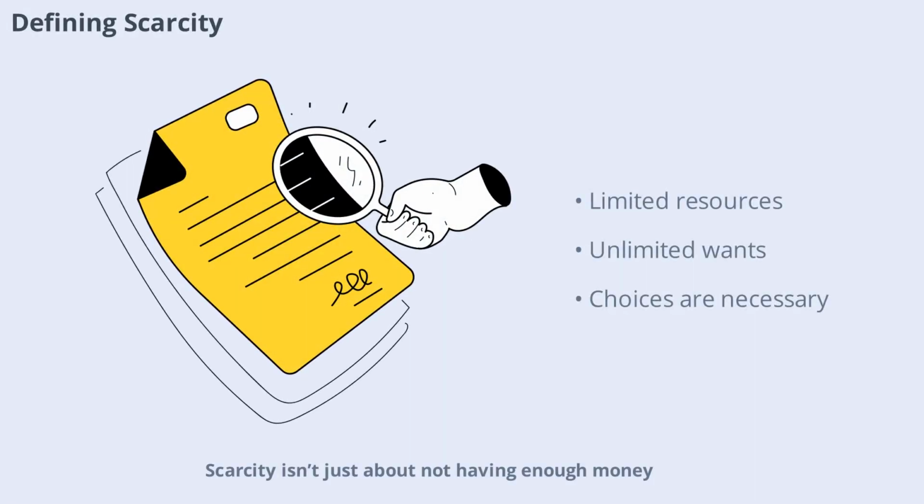Scarcity isn't just about not having enough money. It's about having limited resources, like land, labor, and capital, while facing unlimited wants. This means we can't have everything we desire, so we must prioritize. For example, a farmer may have to choose between planting wheat or corn because there's only so much land available. This simple fact drives all economic activity and forces us to make tough decisions every day.